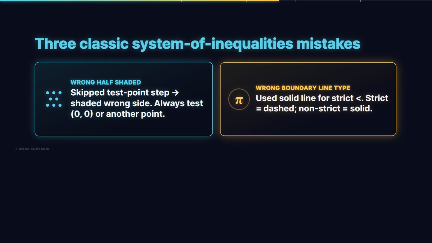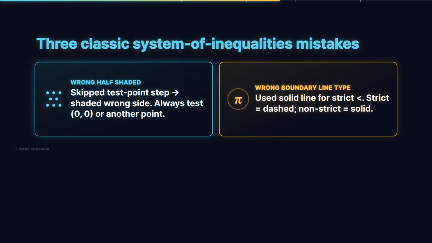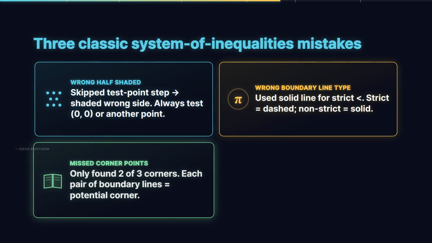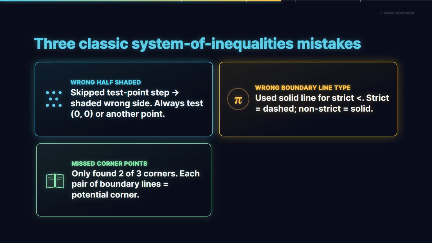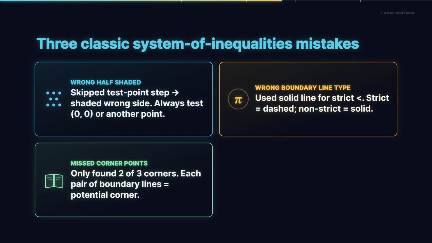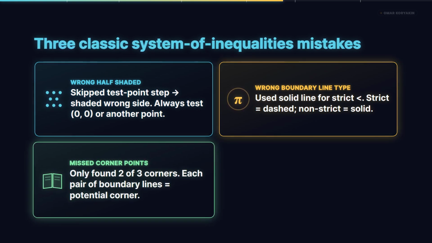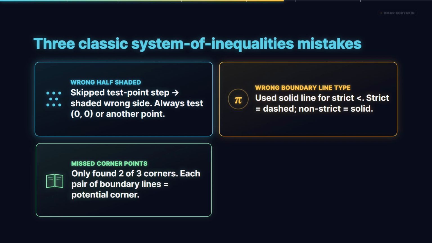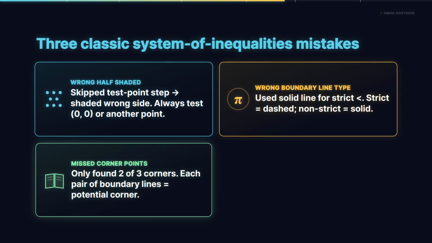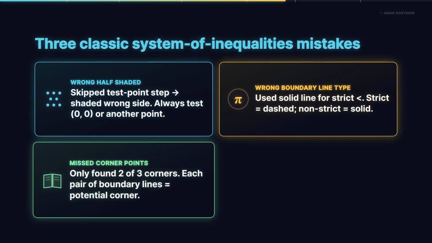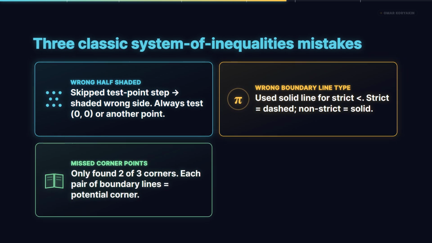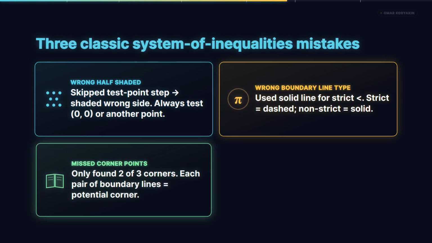Read the inequality symbol carefully and choose the line type accordingly. Third mistake: identifying only some of the corner points of the feasible region and missing others. With 3 boundary lines, there are 3 pairs of lines and therefore up to 3 corner points. With 4 boundary lines, up to 6 pairs and up to 6 potential corners.